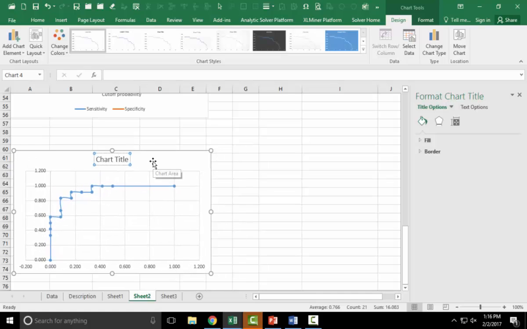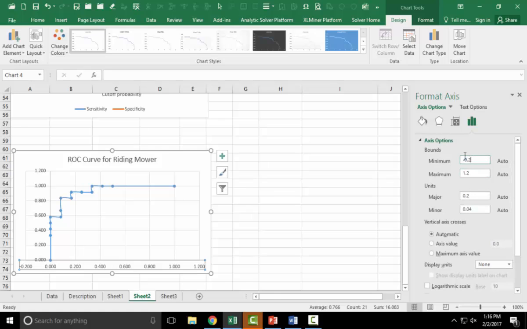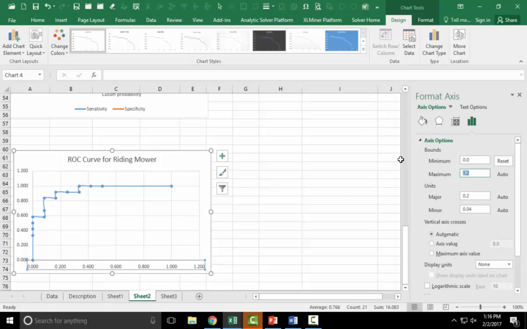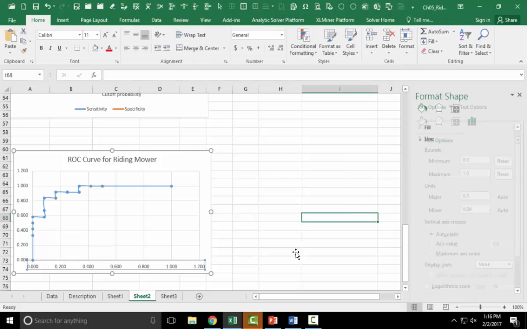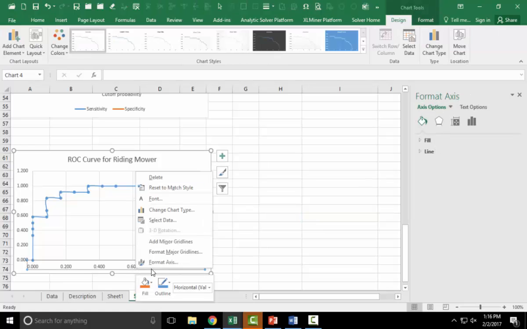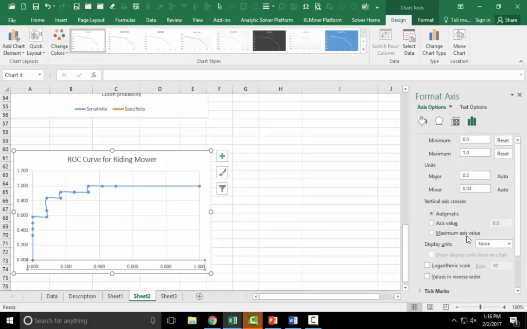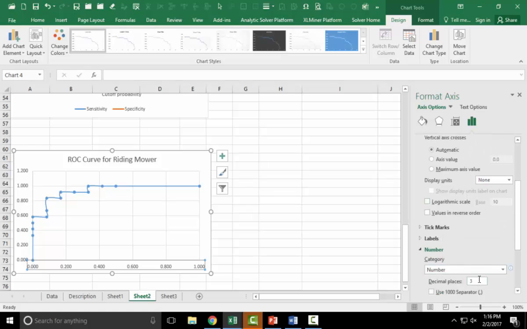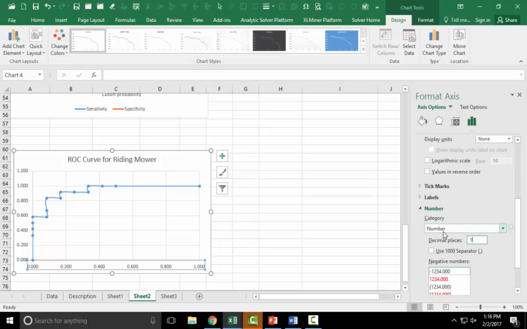Okay, so let's call this ROC curve for riding over. Right? So here let's format the x-axis from 0 to 1, because 1 minus specificity is a probability. So it has to go from 0 to 1, and the number of decimal places, let's keep it at 1.